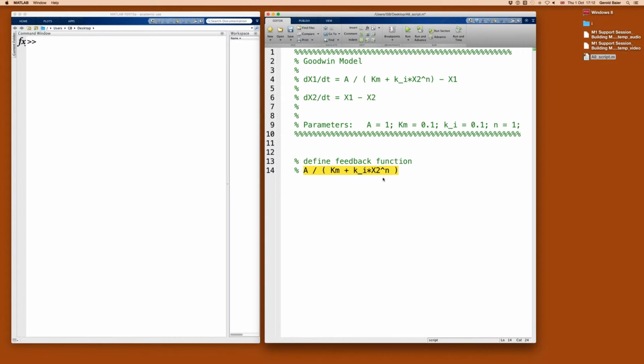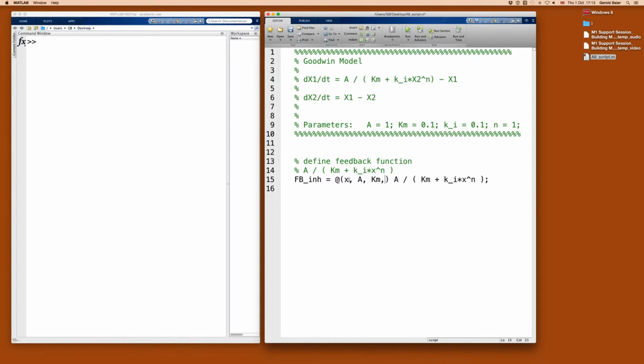Again, it's given by this form. We want to create an anonymous function that represents this mathematical function. Let's call that, say, feedback inhibition, INH for short. Anonymous functions start with an at sign with the variables inside. In this case, we want to use everything in here as a variable, just to start with. But actually, I'm going to change x2 to just x for the moment, and giving x is the same as giving x2. This is now in a form that MATLAB will understand, so we can just copy and paste that through: a divided by km plus ki times x to the n.